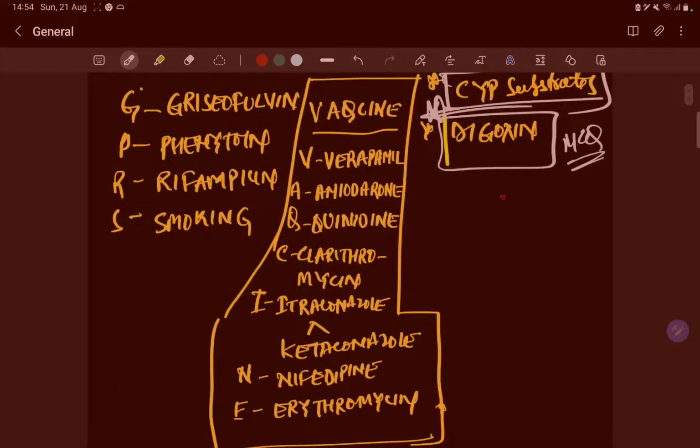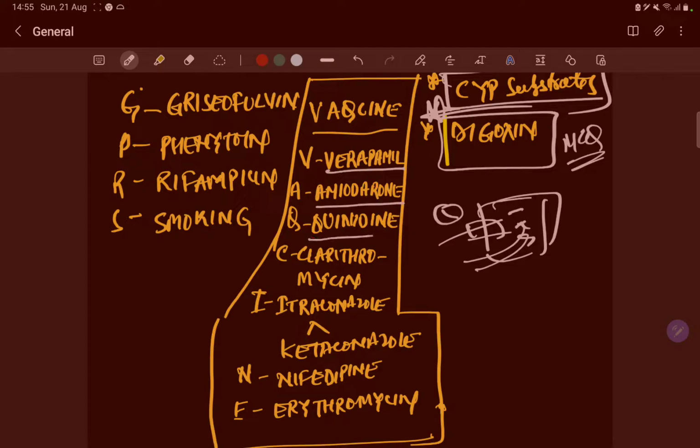P-glycoprotein inhibitors, what will they do? They will inhibit P-glycoprotein, so that the drugs which are inside the cells are unable to come out. So it will cause toxicity. So what are the drugs? These are verapamil, amiodarone, quinidine, clarithromycin, itraconazole, ketoconazole, nifedipine, erythromycin. See, the names of the drugs are very hard to remember because they are different classes of drugs.